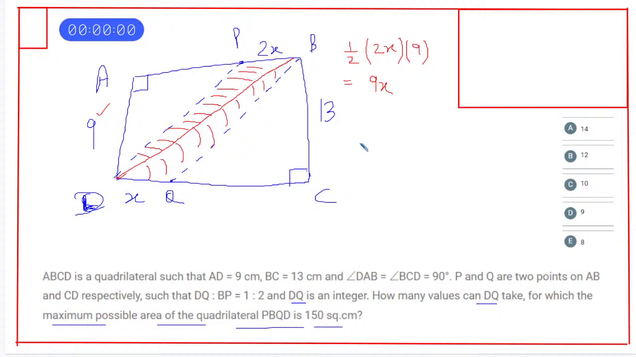Similarly, I can find the area for this other triangle. Again, it's an obtuse triangle. Half, the base is X here, and the height is 13 for this. Can you see this? The height 13 and 9. So it is 13X by 2, 6.5X. So the total area is 150. So 9X plus 6.5X is equal to 150.